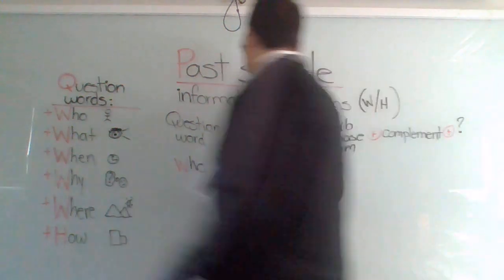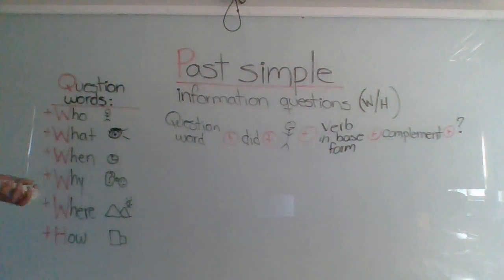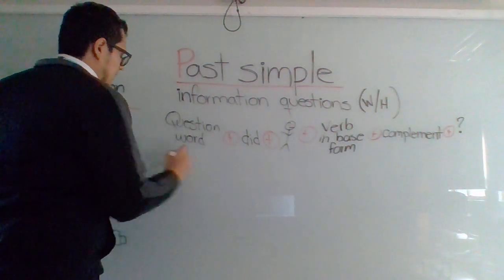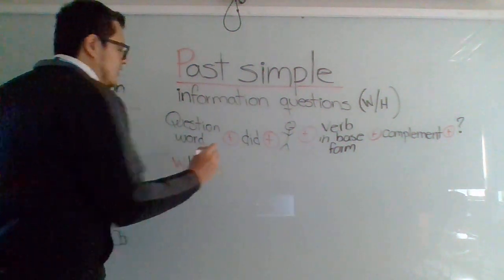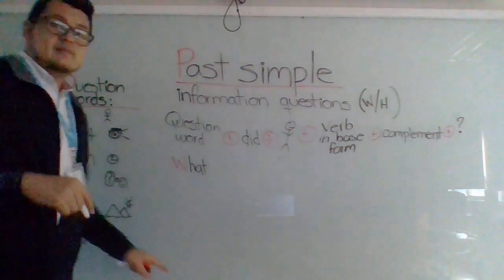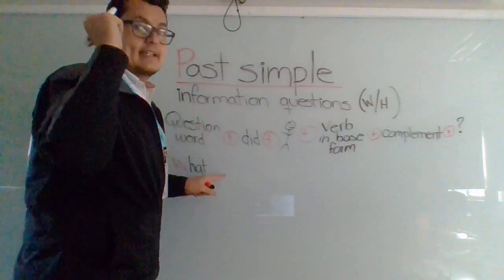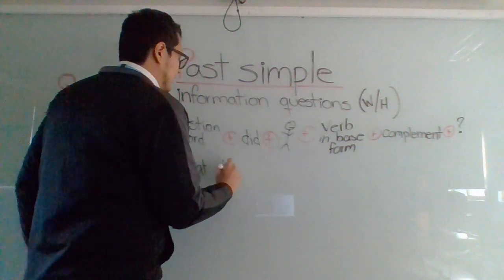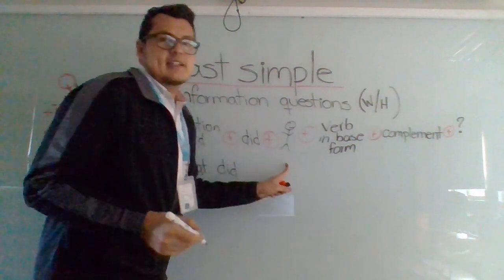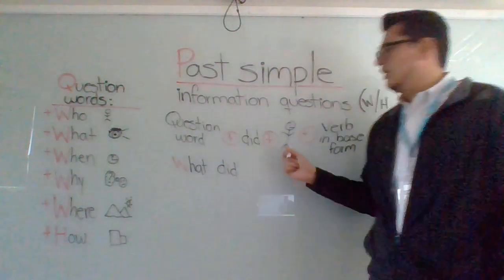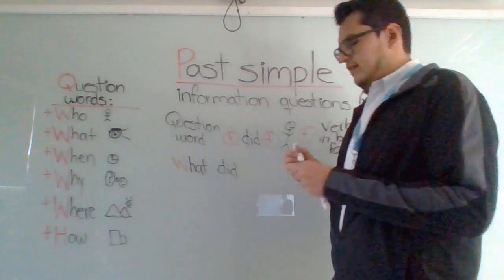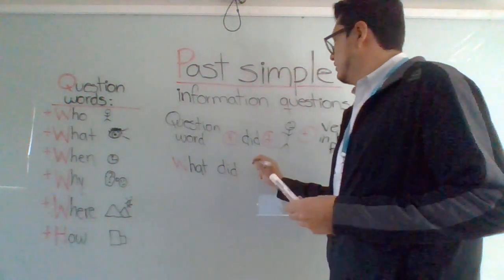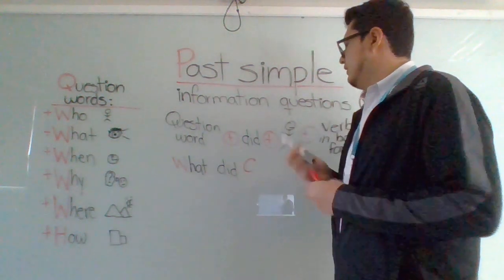Let's practice another example. Let's practice with what. With what we can ask different things. So imagine that you are talking to your friend and your friend had a party yesterday, remember, past. So what, auxiliary did, what did, subject. In this case, I'm going to use a name. We can use a name. For example, I'm going to use Carlos with capital C.